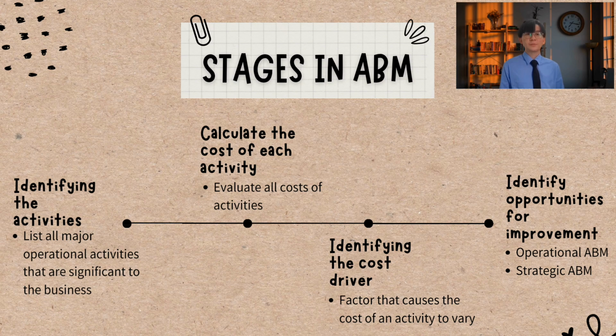The last stage of ABM is to identify opportunities for improvement. The company can use the 2 forms of ABM, which are operational ABM or strategic ABM, to identify opportunities for improvement to its organizational processes.